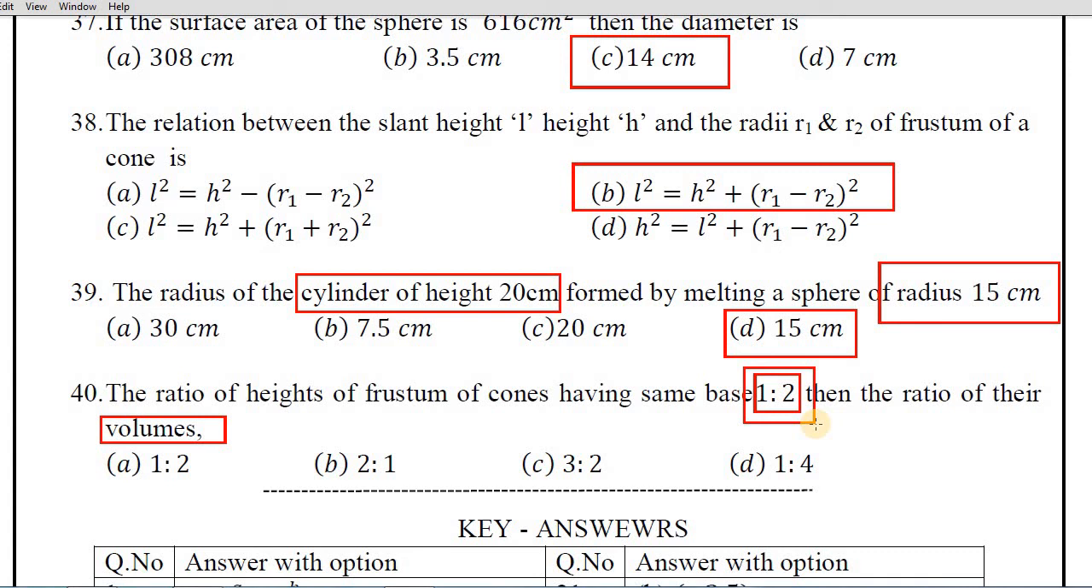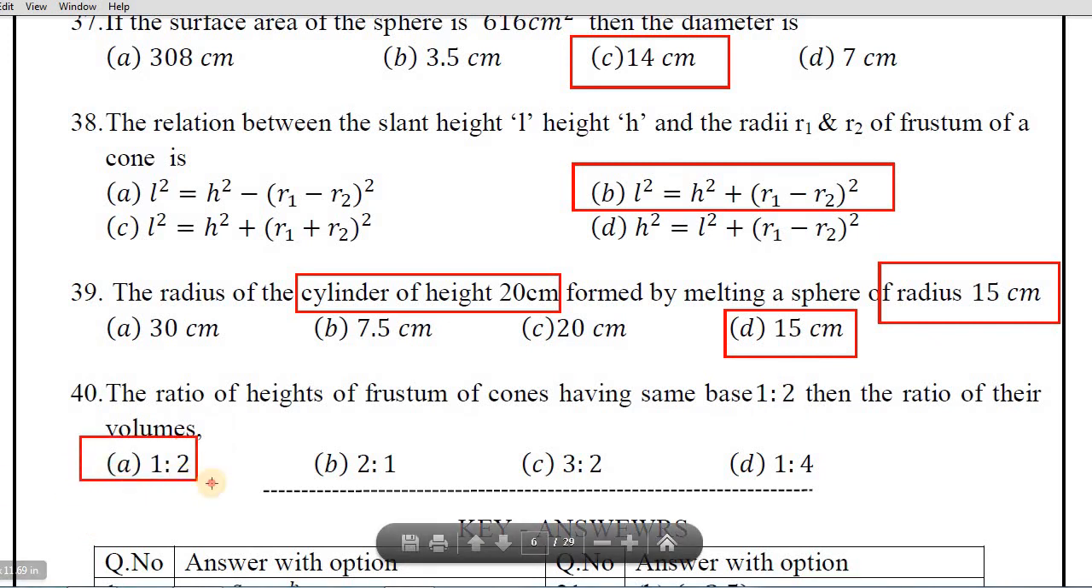Whenever the base is the same and the height ratio is 1:2, in that case the volume will also be in the same ratio, that is 1:2 only, in the case of a frustum. So the right answer is 1:2 only. Option A is right.